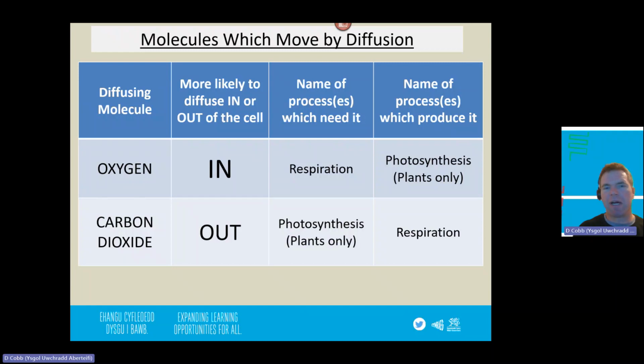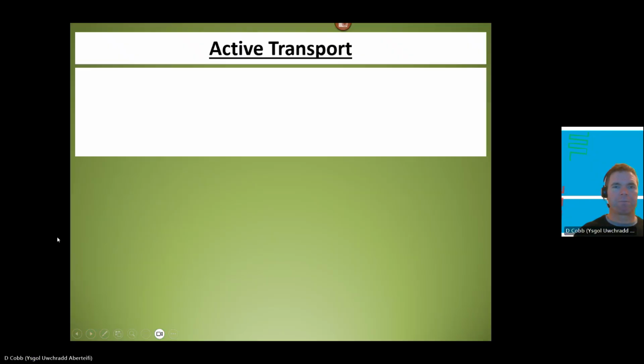And again, I'll say there's a bias here that the in and out that I put on there really are relating to respiration. Okay, when respiration is taking place, carbon dioxide is being produced inside the cell. So there'll be a higher concentration inside the cell. So carbon dioxide will diffuse out of the cell.